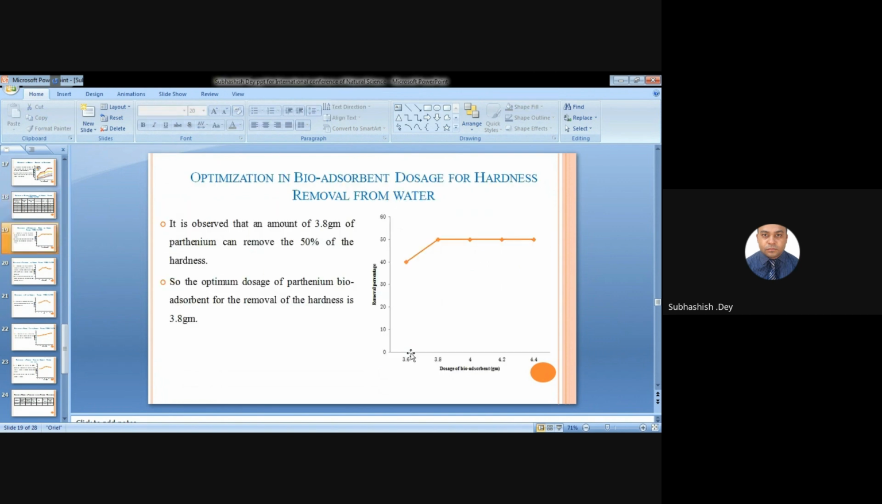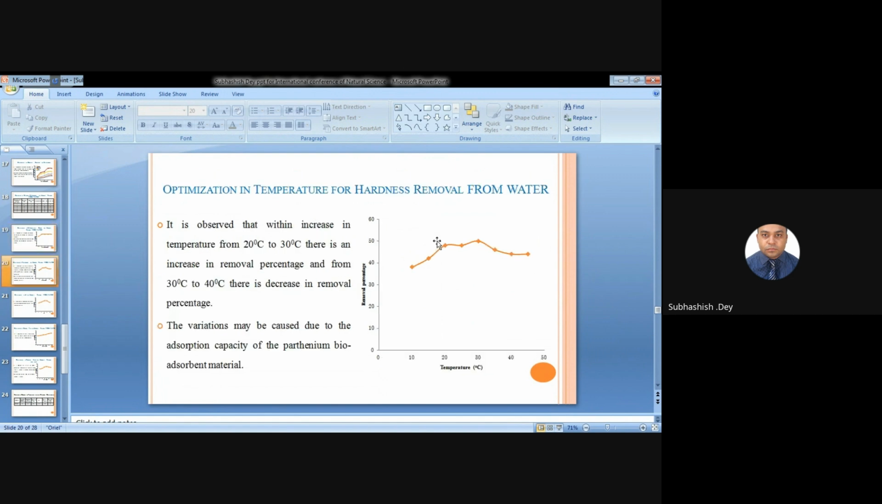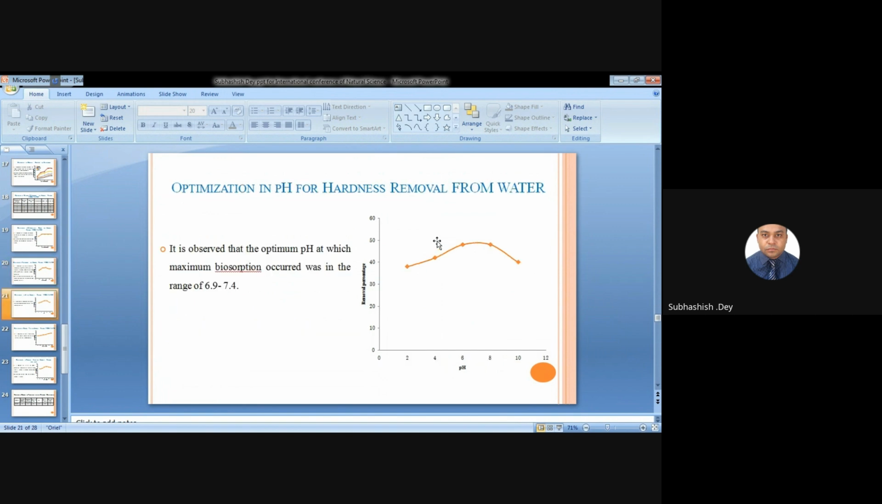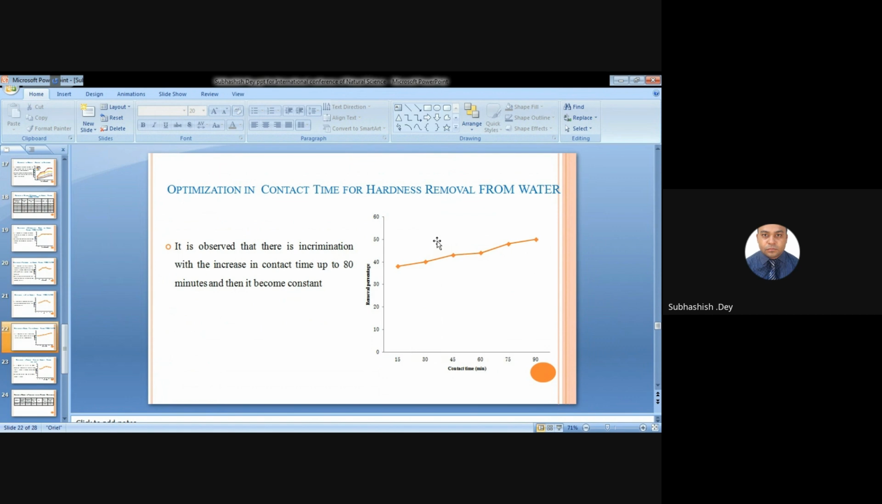Then we have to measure the optimization process, the optimal conditions. First, we measure the dose of bioabsorbent. We get 3.8 gram of bioabsorbent effective for the removal of 50% of the hardness from the water. Then we measure the optimum temperature. Temperature varies from 10 degrees centigrade to 50 degrees centigrade, and the optimum temperature we get is 30 degrees centigrade. Then the pH value varies from 6.9 to 7.5, and the optimum pH we get is nearly 7.5 to 8. Then we measure the contact time between the biomaterial and water in the shaker.